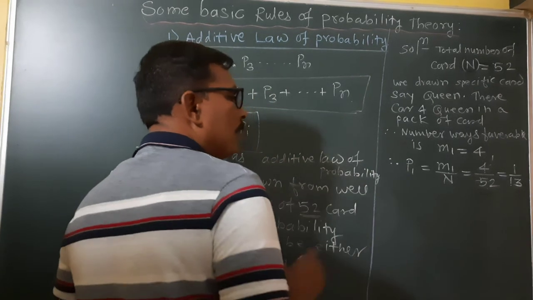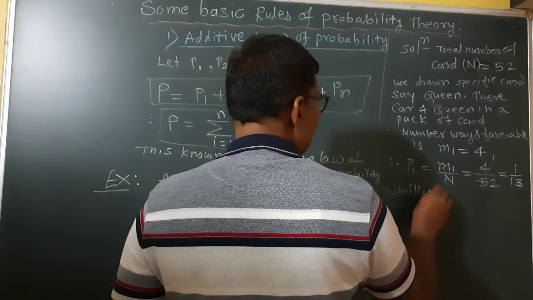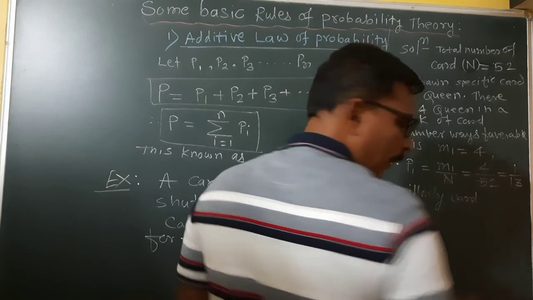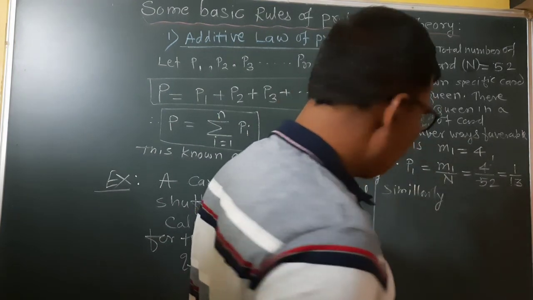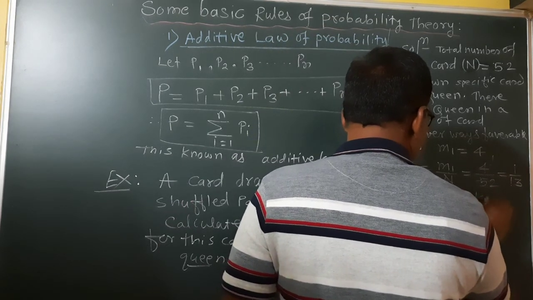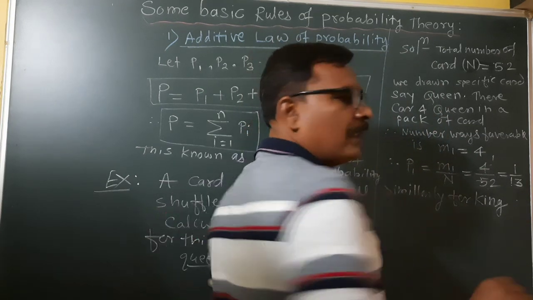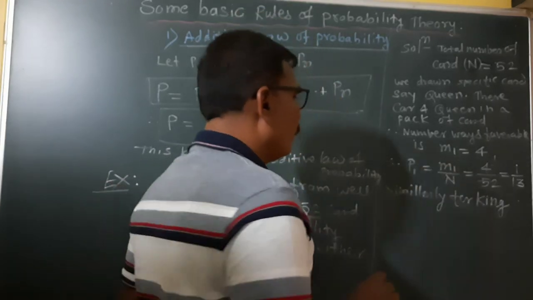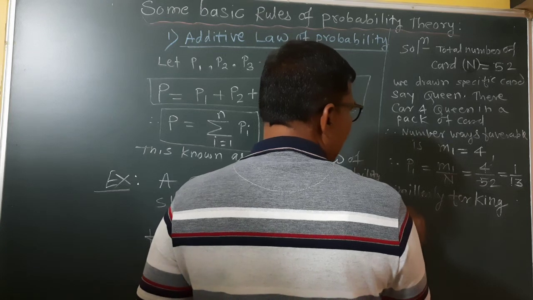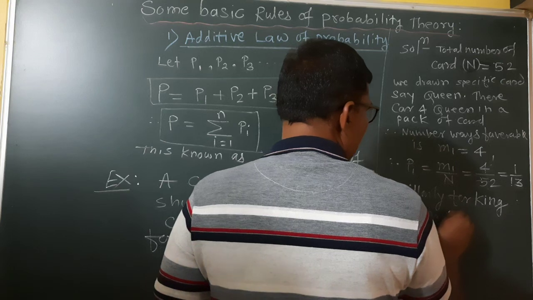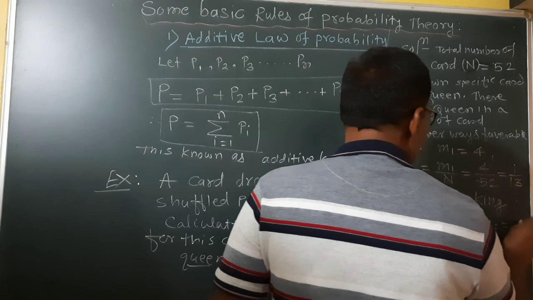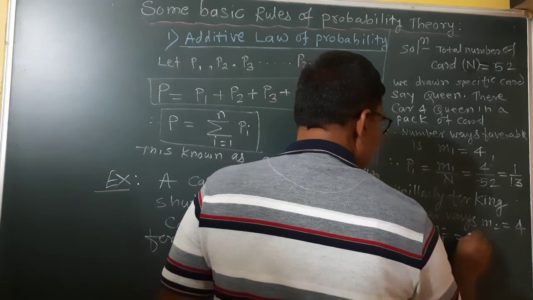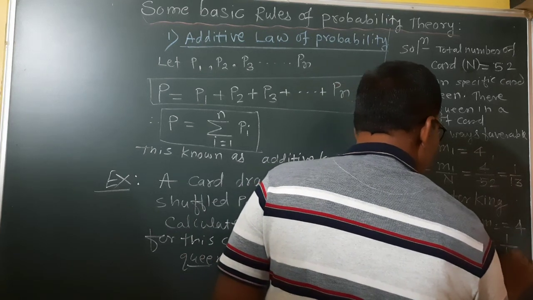And after that, we have to find similarly the probability for the king. The number of kings in the pack of cards is again 4. So the number of ways favorable is M2 equals 4, and then P2 is equal to M2 upon N, that is again 4 upon 52. It gets 1 upon 13.